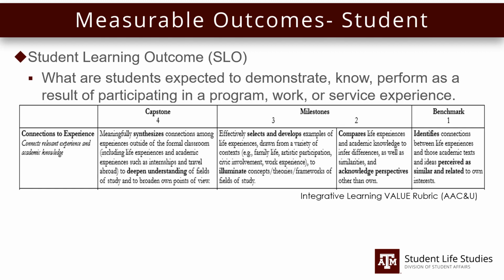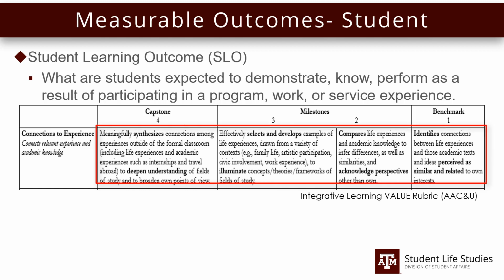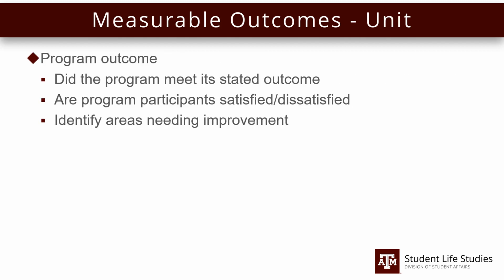When designing a rubric, ensure that the criteria can be measured. For instance, the VALUE rubric in this slide from the Association of American Colleges and Universities has a 4-level scale. At each level, the rubric describes how to measure the criterion. A rubric could also be used to assess whether program outcomes were met, how satisfied or dissatisfied program participants were, and to identify areas that need improvement.